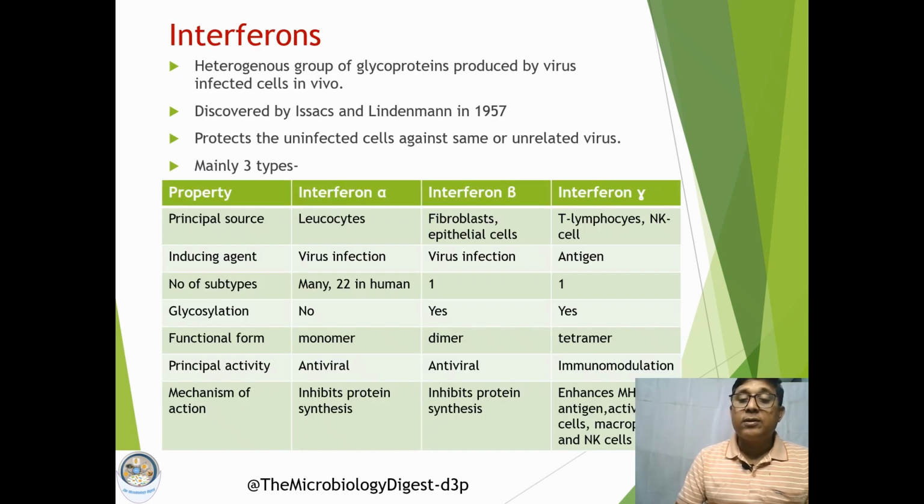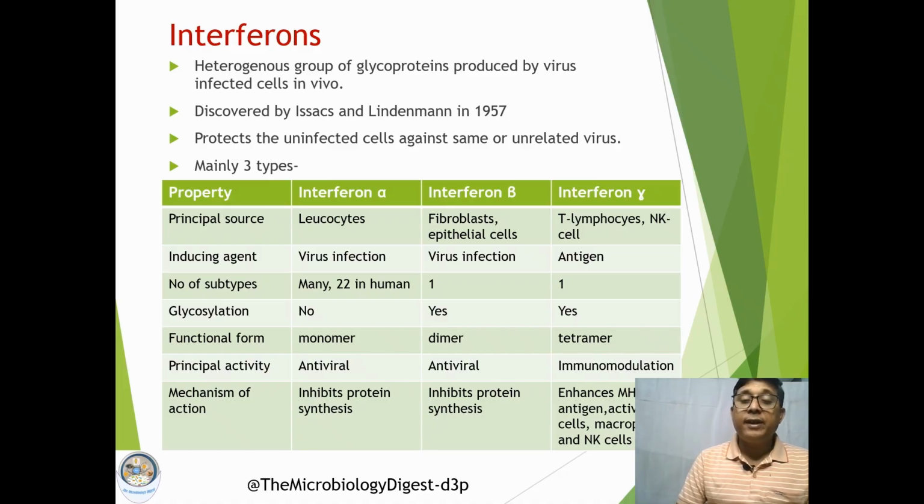Next are the interferons. We all know that these are glycoproteins, a heterologous group of glycoproteins. These proteins are produced as a result of viral infection, by virus infected cells in vivo. This group of proteins was discovered by two scientists, Isaacs and Lindenmann, in the year 1957. Interferons may protect uninfected cells against the same virus, or sometimes protect the cells from an unrelated virus.